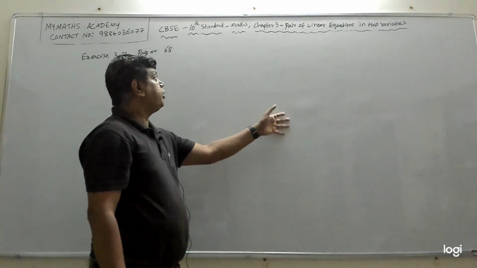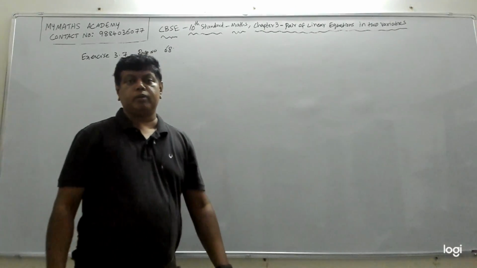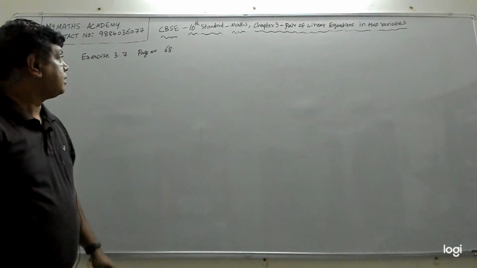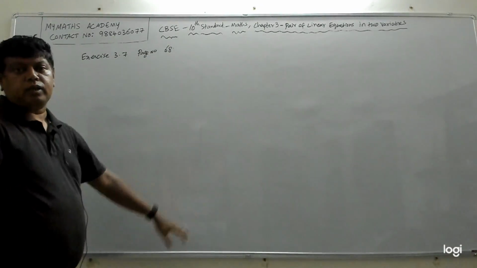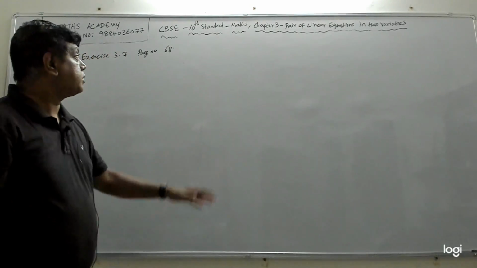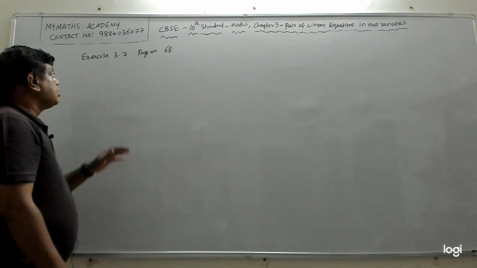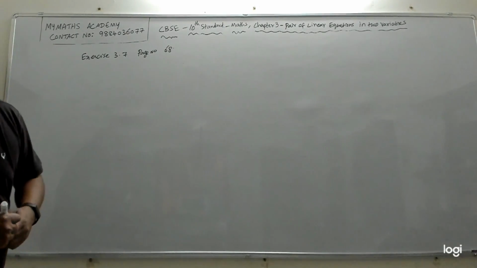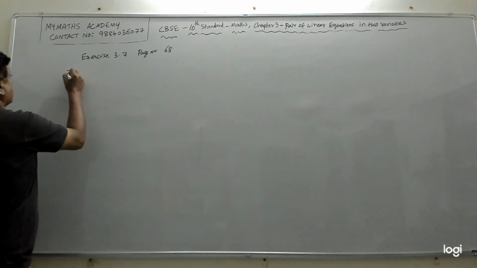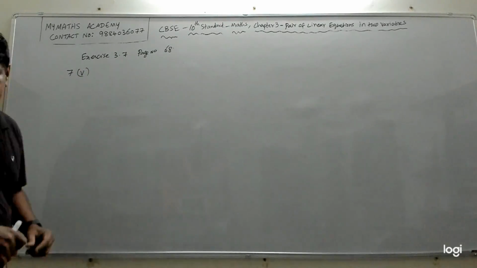In this video, we will continue with pair of linear equations in two variables, exercise 3.7, page number 68, which is under the 10th standard CBSE mathematics. So we'll continue on problem number 7, fifth subproblem.